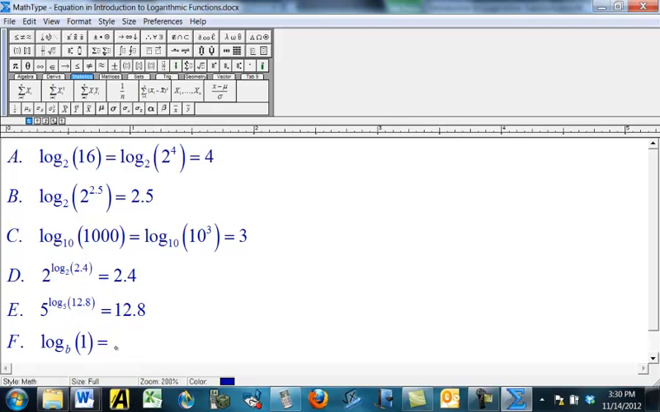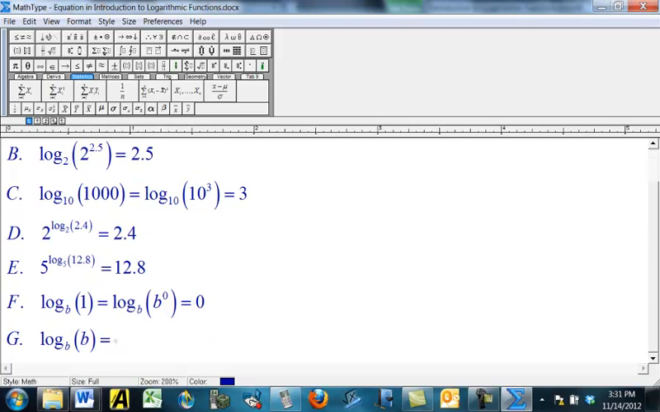Now, look at this one. This is interesting because really it doesn't matter what the base is. 1 can be written as b to what power? The 0 power. So, log base b of 1 is always 0 no matter what the base is. Well, at least for any positive base, which is all we're going to allow.